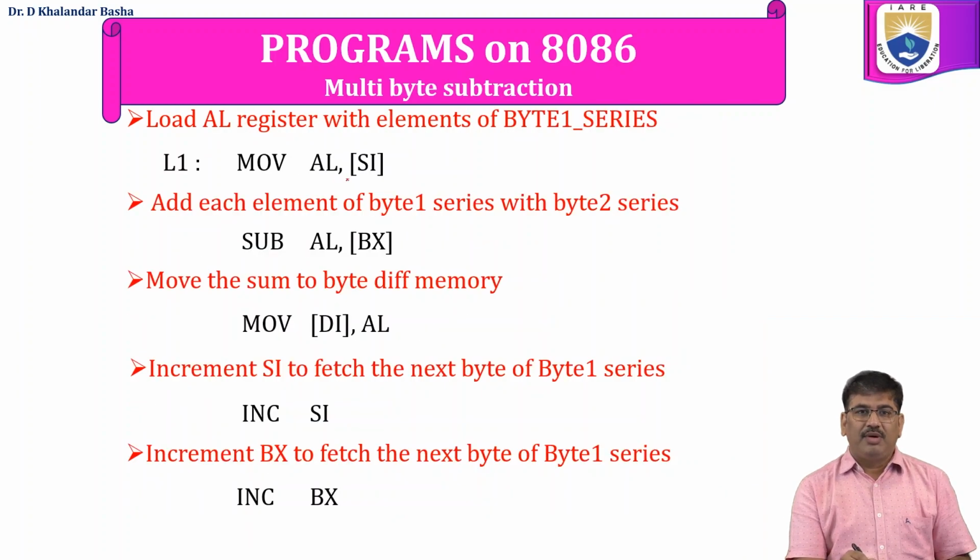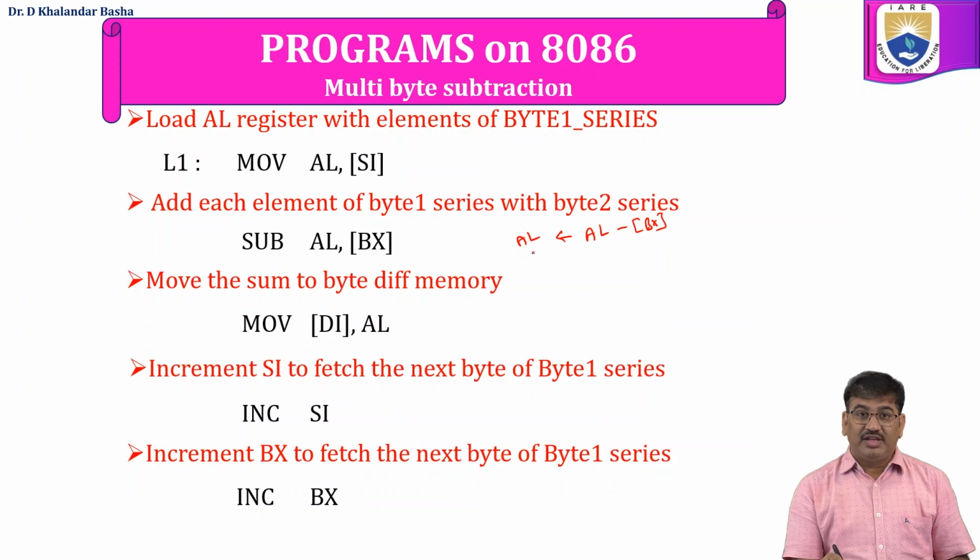MOV AL, [SI]. This instruction is used to fetch the data 0 byte by byte into AL. Next, we subtract the D0 with the D1 content for each and every byte by using SUB AL, [BX]. This instruction subtracts the AL content with the content of the memory location pointed to by the BX register, and the result will be stored in the AL register.